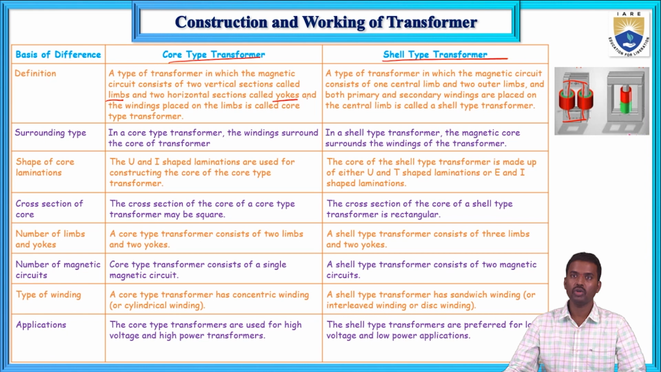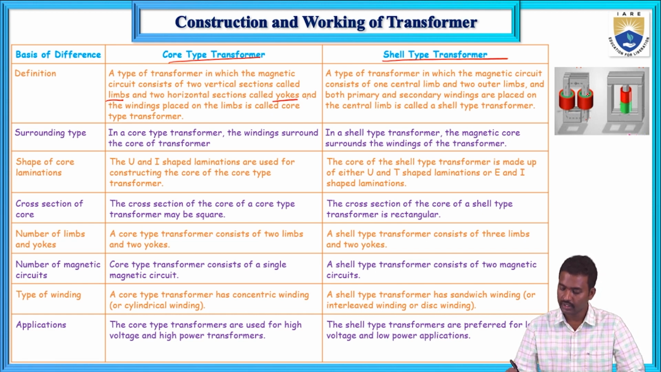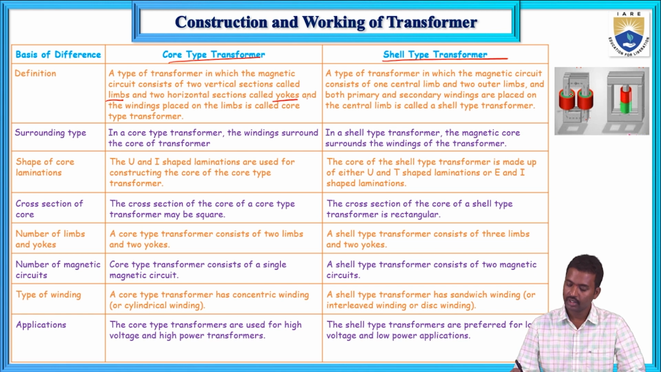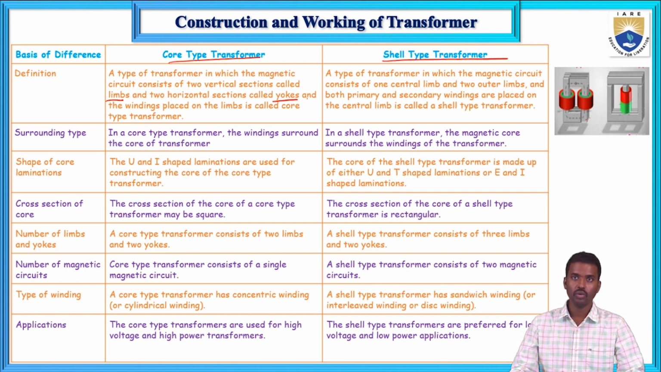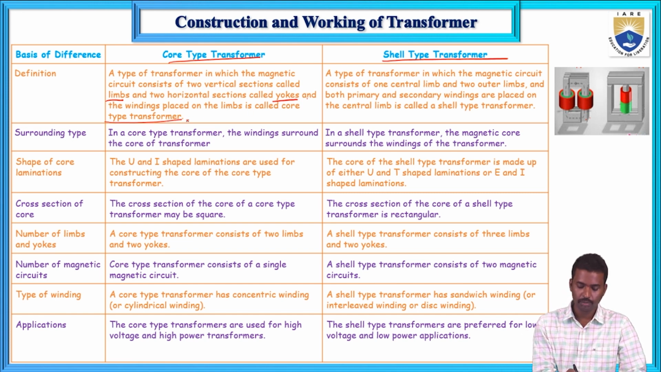The windings are wound on both the limbs. The green color indicates the low voltage winding, and the red color indicates the high voltage winding. The low voltage winding is wound on the limb, and the high voltage winding is wound over the low voltage winding. Windings placed on the limbs like this make a core type transformer. This is the core type of transformer.